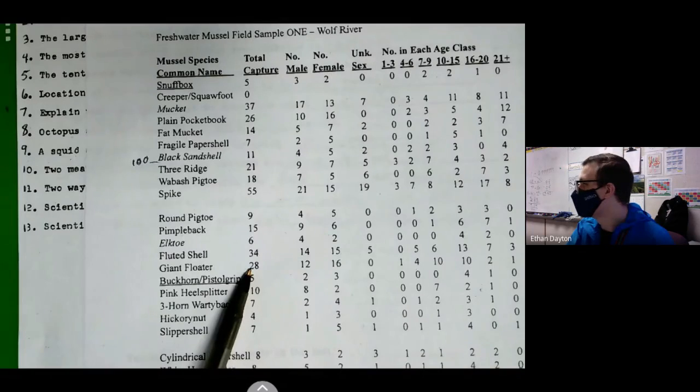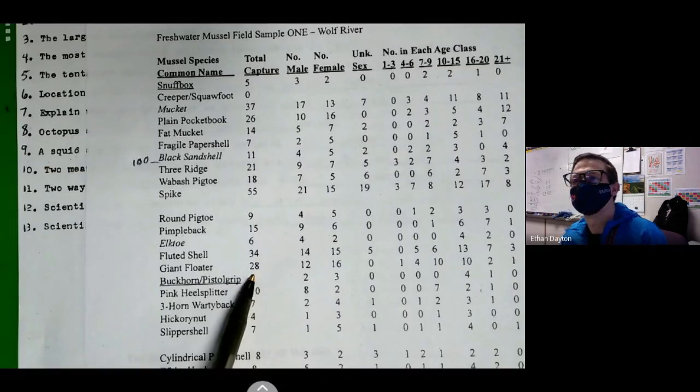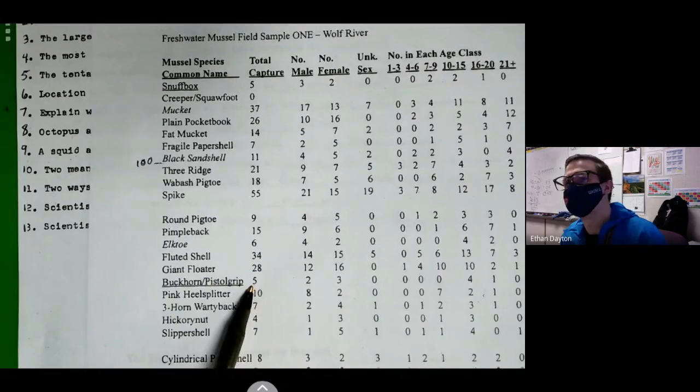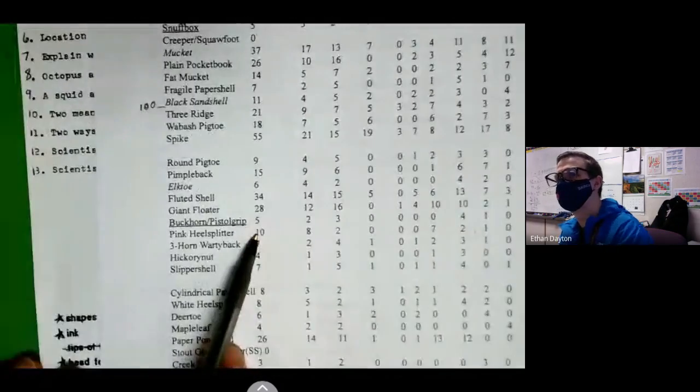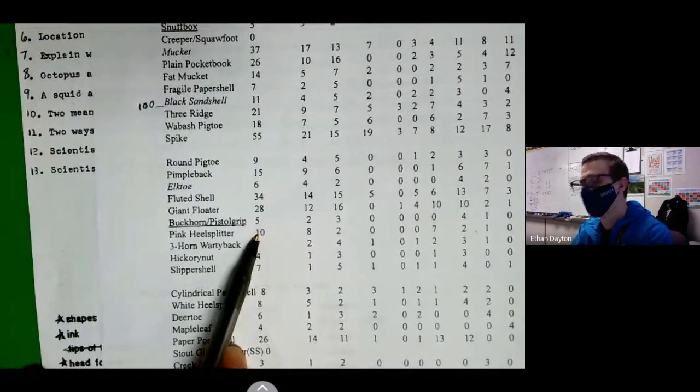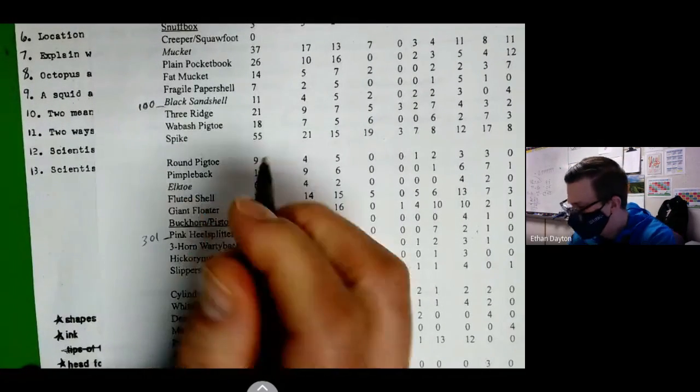58 plus 28, 86, right? Let me just open a calculator. Yeah, 58 plus 28 is 86. We're at 286. Plus 5 is 291. Plus 10, 301. So that's a good spot. Let's say 301 at the pink heel splitter.